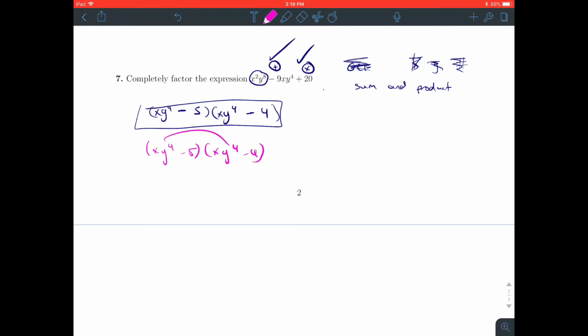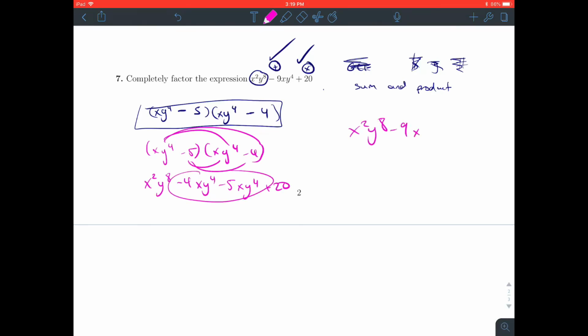So x y to the 4th times x y to the 4th is x squared y to the 8th. This gives us -4x y to the 4th. This gives us -5x y to the 4th. And this gives us 20. If you combine these two terms, you get x squared y to the 8th minus 9x y to the 4th plus 20, which exactly matches the original.